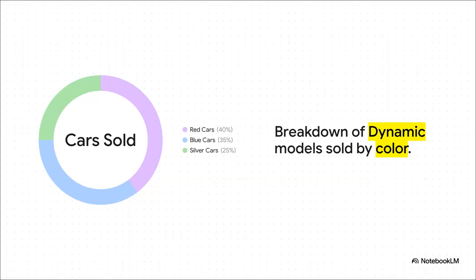To put that into perspective, here's a chart from a car dealer tracking the colors of dynamic car models sold. By calculating those angles, they can perfectly represent the portions of the whole. I mean, you can instantly see, without even looking at a single raw number, that red cars at 40% took up the largest slice of the pie. It's super effective. Pie charts are totally perfect when you want to compare parts to a whole.